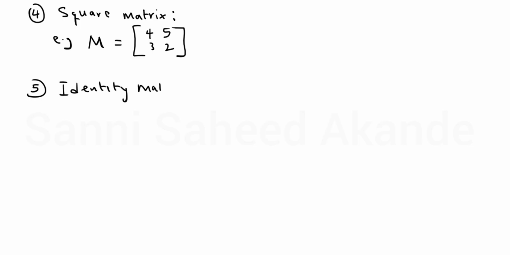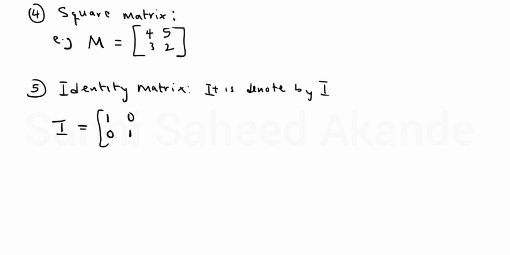Now let's take a look at the fifth type of matrix, and that is what we call the identity matrix. The identity matrix is denoted by I. It is given as 1 0 0 1. You can see that we have 1 arranged in a diagonal way. So when you have something like this, this is an example of an identity matrix. This type is called a 2 by 2 identity matrix.